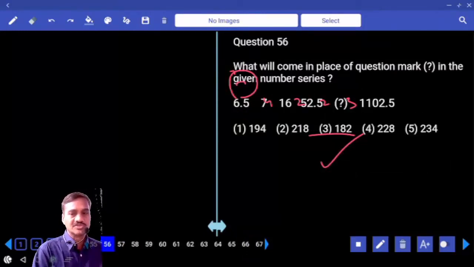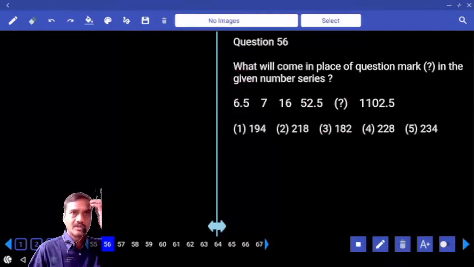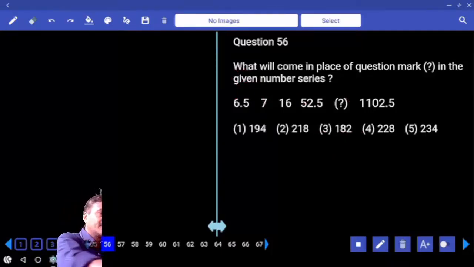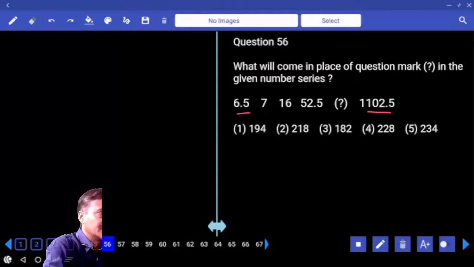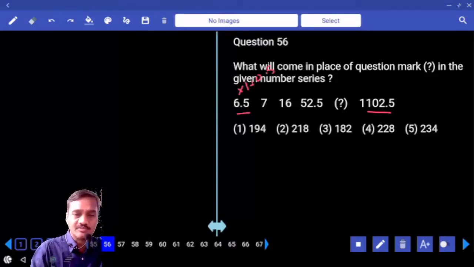Questions 56 to 60. What is your answer here? Now 6.5 and 7. It is into 1 plus 0.5. The number starts with 6.5 and now this is 1100. 6.5 to 1100, the numbers are increasing at a very fast rate. Hence it must be under product or a combination. If the numbers increase a little at a time, then 0.5 is called the difference. Hence into 1 plus 0.5.